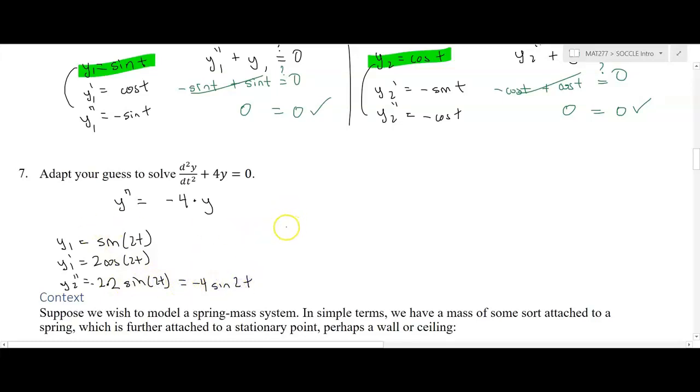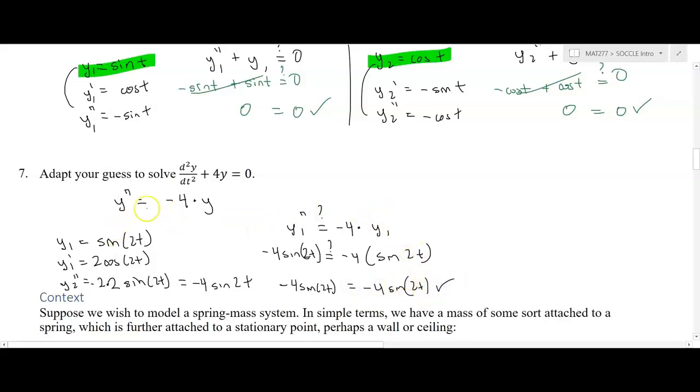And now if you check, does the second derivative of y1 equal negative 4 times y1 itself? Well, let's see, y1 double prime is negative 4 sine of 2t. Does that equal negative 4 times y1, which is simply sine of 2t? And clearly these are equal because negative 4 sine 2t does in fact equal negative 4 sine 2t. So we've done good.